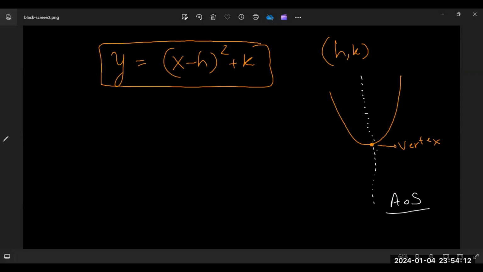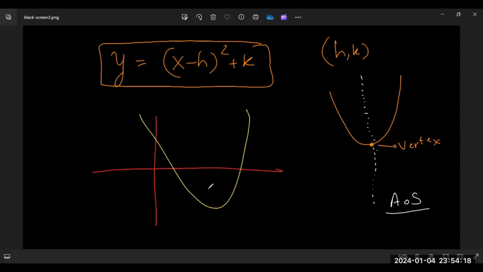Now this parabola can touch the x-axis and y-axis at any point. So it can touch like this. In this case, this is the vertex, this is the AOS, and these 2 points will be the x-intercepts, x01 and x02, and this will be the y-intercept. And the procedure remains the same.